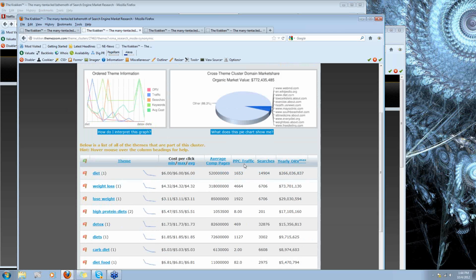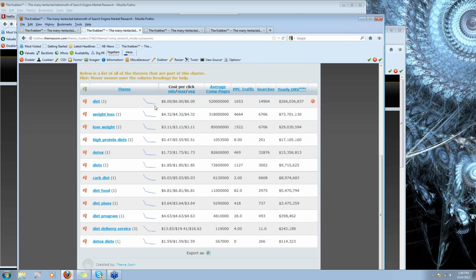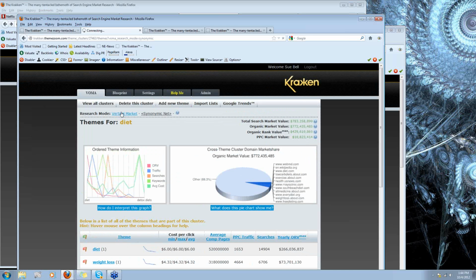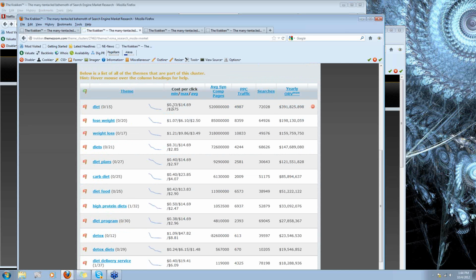Now, the other thing I want to show you is that when I'm looking down through the clusters, what's really helpful is I can see at a glance the minimum cost per click in a theme and the maximum cost per click in a theme. Let me go back to vertical market view again, otherwise I'm just looking at the parent theme for the vast majority of these. So within diet, there's one keyword that's 33 cents, another keyword that's $14.69, and the average of all 15 keywords is $2.75.